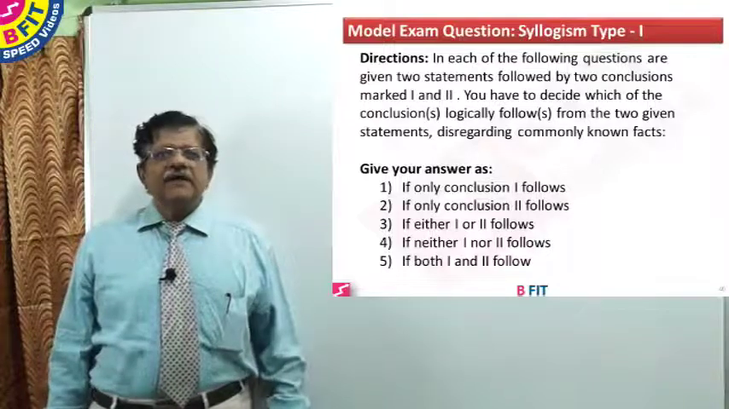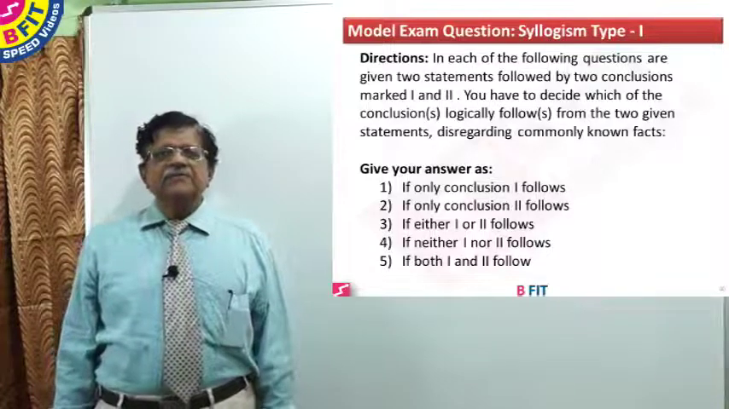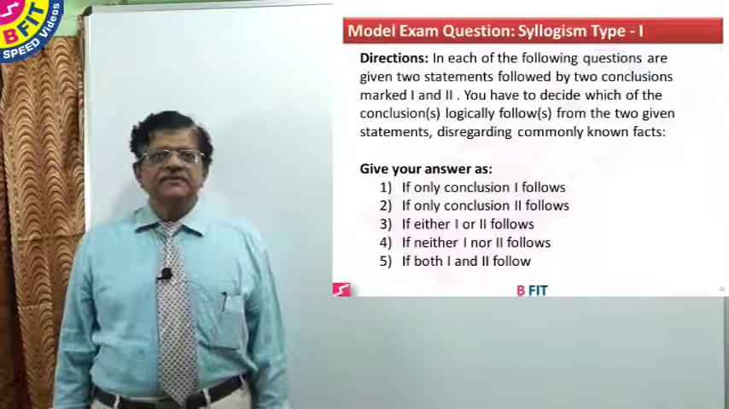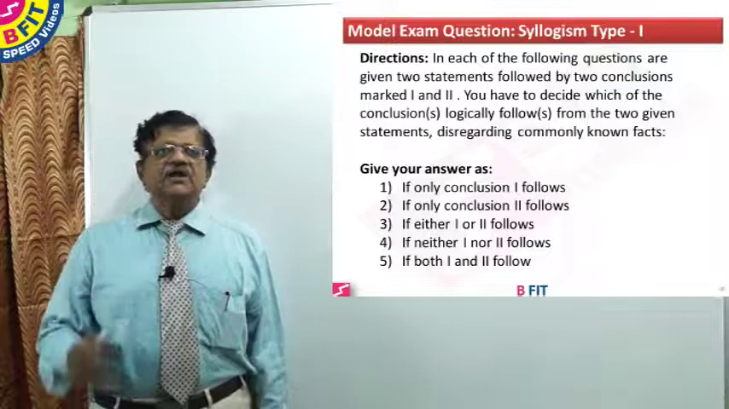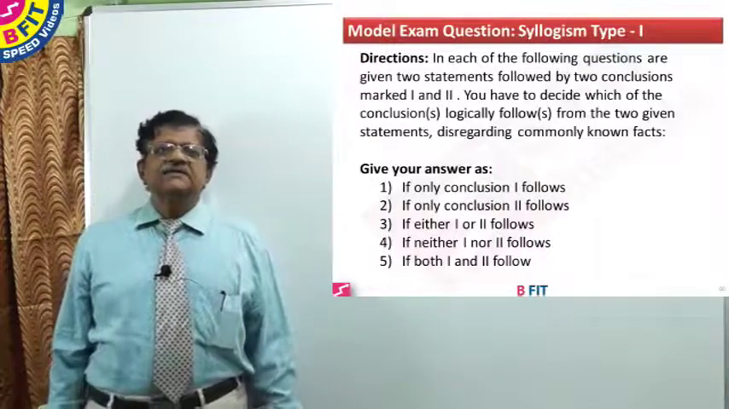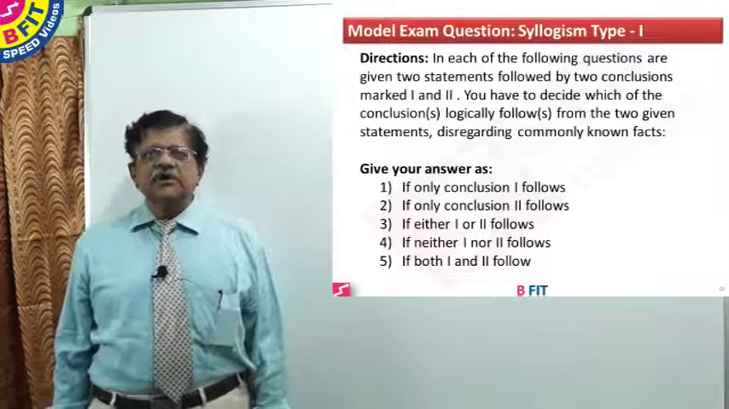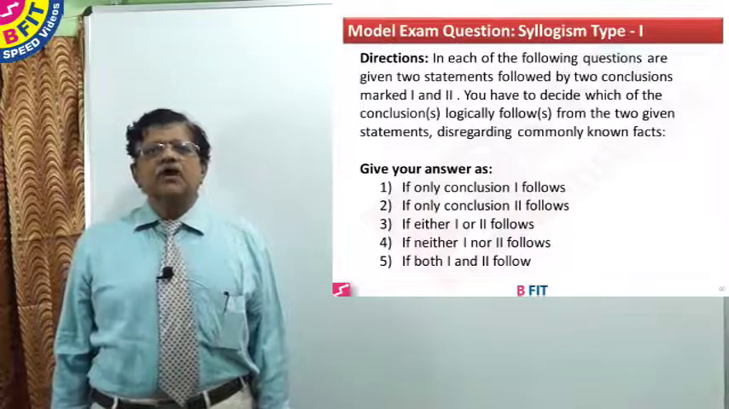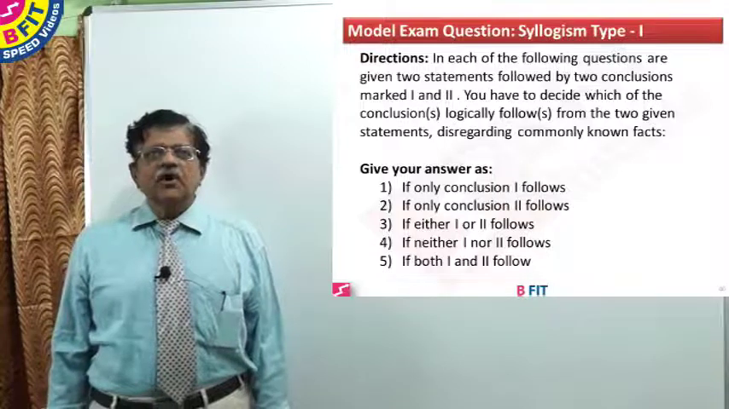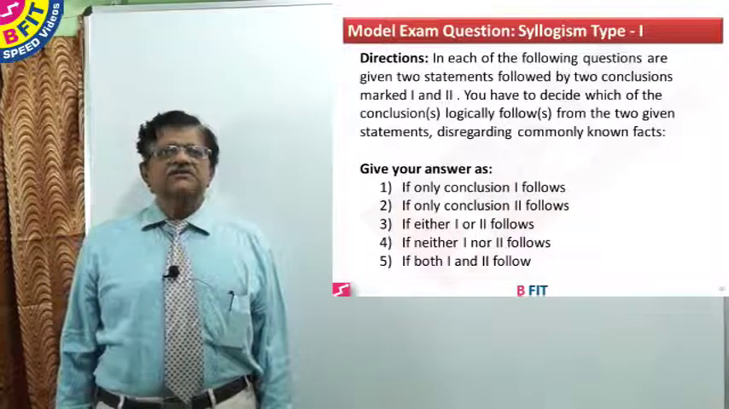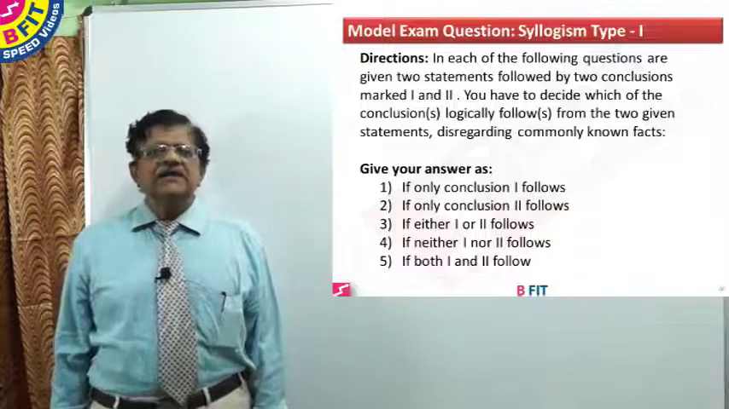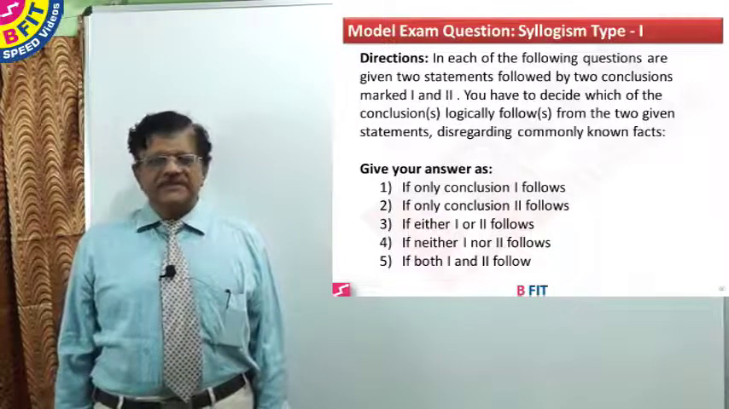I have given a model question that appears in almost all the exams under the head syllogism. The directions given are: in each of the following questions are given two statements followed by two conclusions marked 1 and 2. You have to decide which of the conclusions logically follows from the two given statements, disregarding commonly known facts.